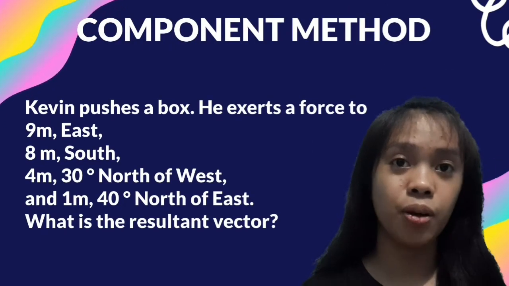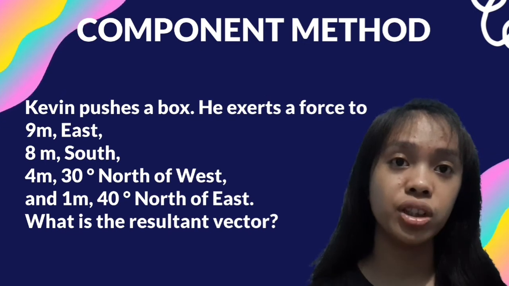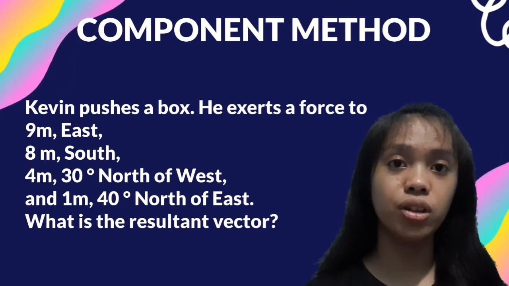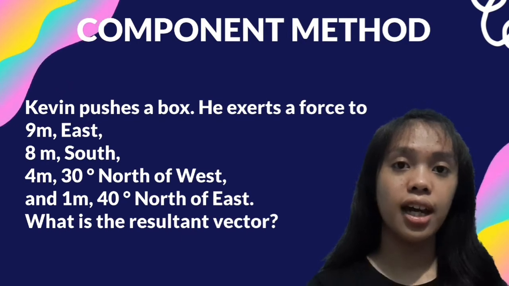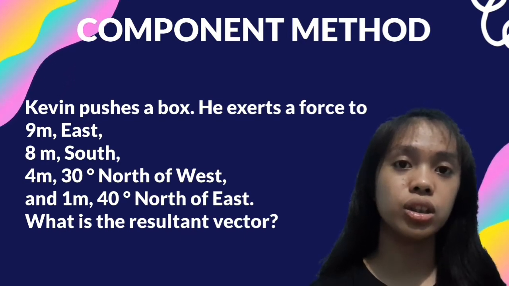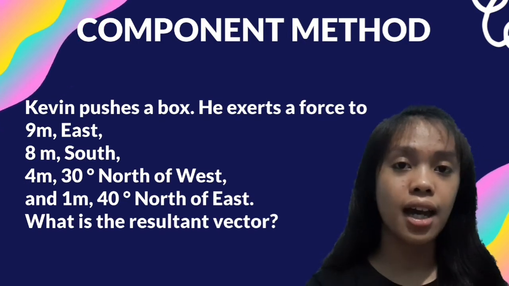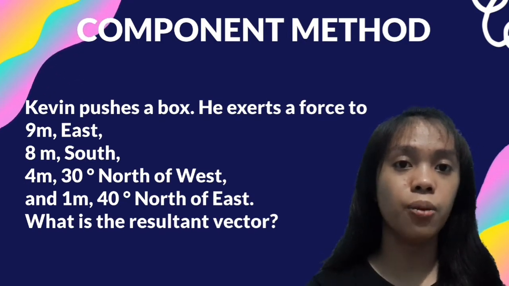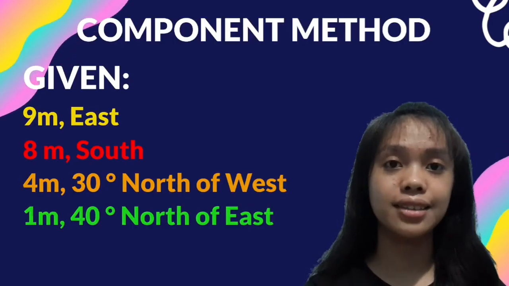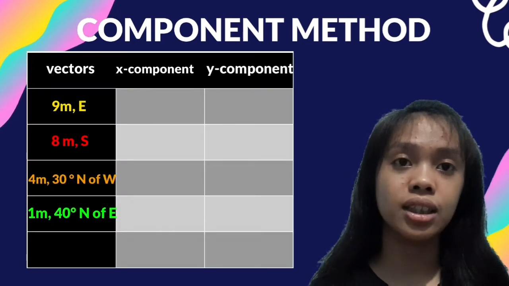Our problem with the component method is: Kevin pushes a box. He exerts a force of 9 meters east, 8 meters south, 4 meters 30 degrees north of west, and 1 meter 40 degrees north of east. What is the resultant vector? Our vectors are 9 meters east, 8 meters south, 4 meters 30 degrees north of west, and 1 meter 40 degrees north of east. We will use the table of components to find out the x and y components.